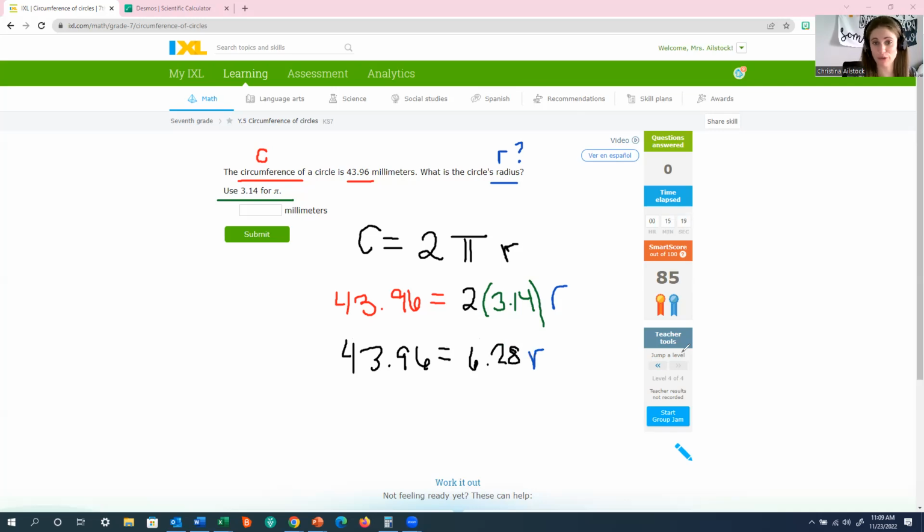Now, this looks a little bit more familiar. This is more of those equations that we're used to seeing, and we need to use inverse operations to get rid of that 6.28, to move it to the other side. So currently that 6.28 is being multiplied by r, so the inverse, the opposite of that is division. We're going to divide both sides by 6.28. So 43.96 divided by 6.28 gives us 7. And then this cancels out and we have our radius.